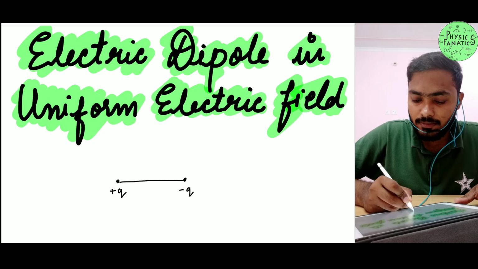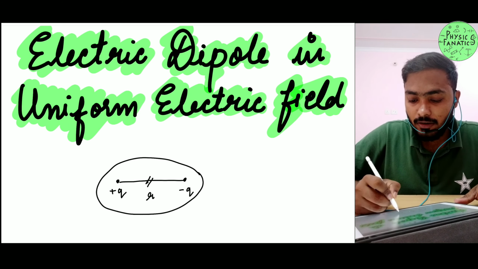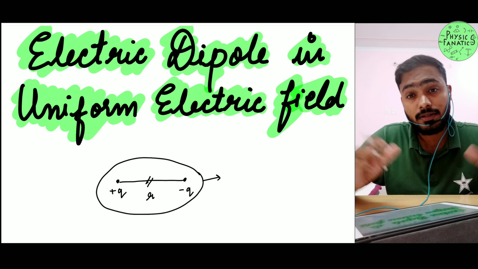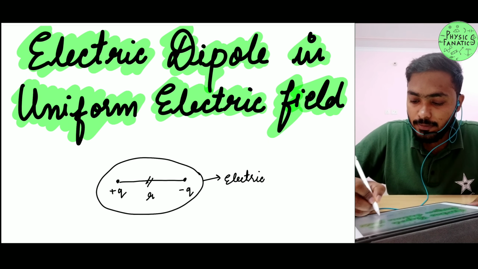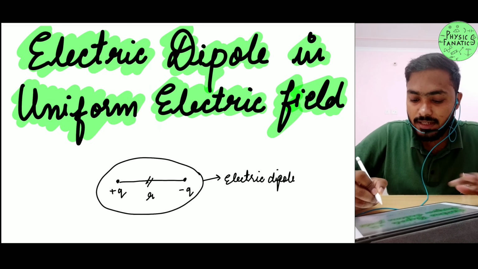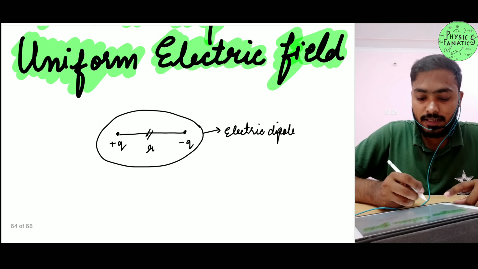If they are separated by some distance, let me call the distance r, then this assembly of equal and opposite charges separated by some distance is what we call an electric dipole. I hope that is understandable. Then there was the electric dipole moment. So what was the electric dipole moment?